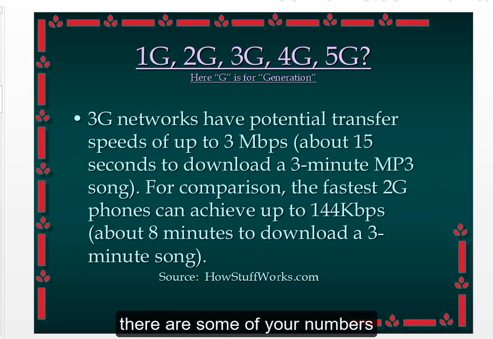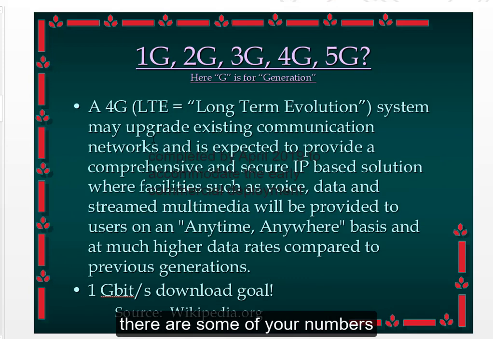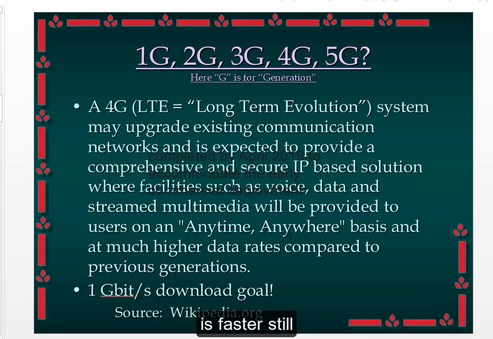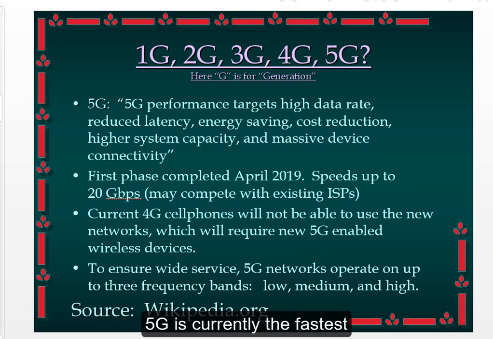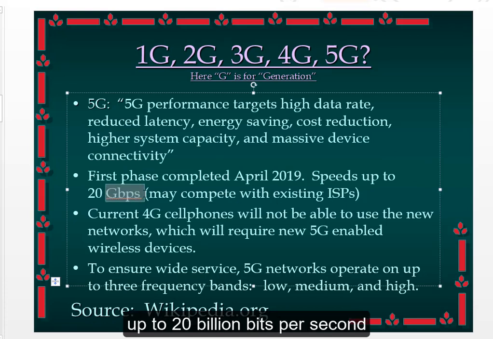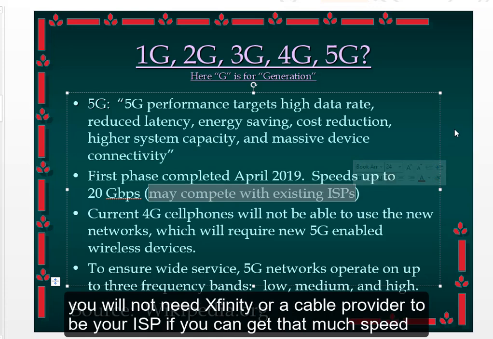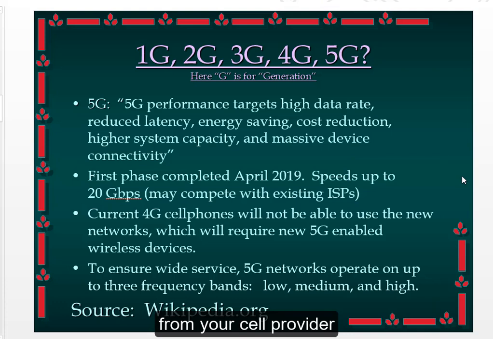There's some of your numbers. 4G, and sometimes called 4G LTE, long-term evolution, is faster still. 1 billion bits per second. 5G is currently the fastest, up to 20 billion bits per second. When that is achieved, you're going to see these cell towers becoming your ISP. You will not need Xfinity or a cable provider to be your ISP if you can get that much speed from your cell provider.